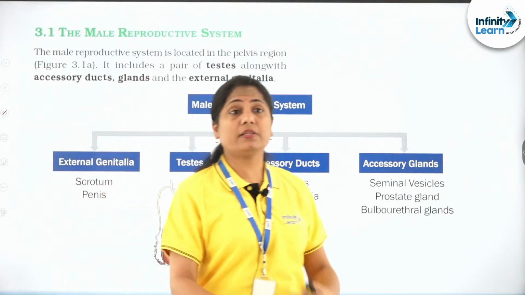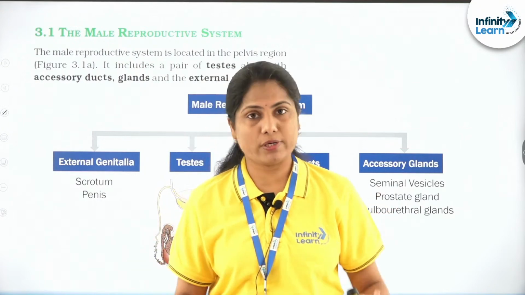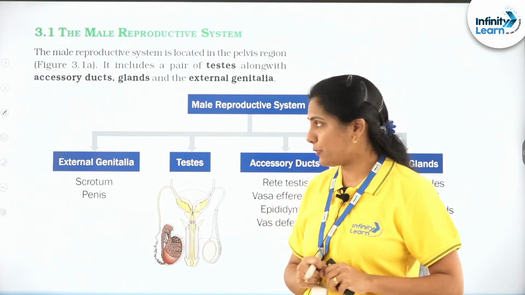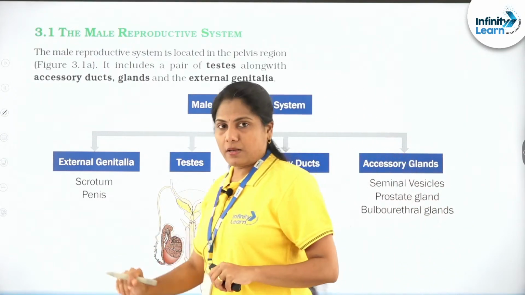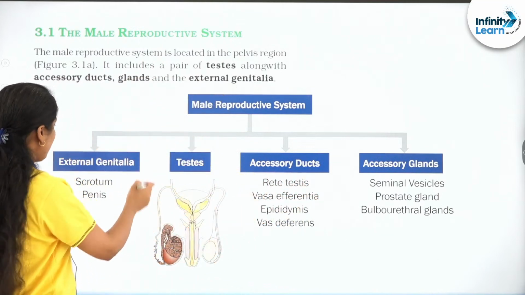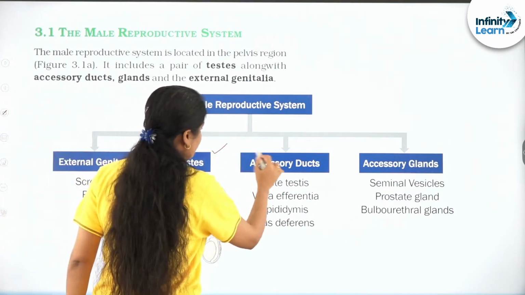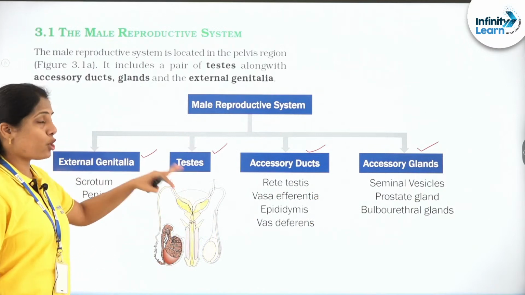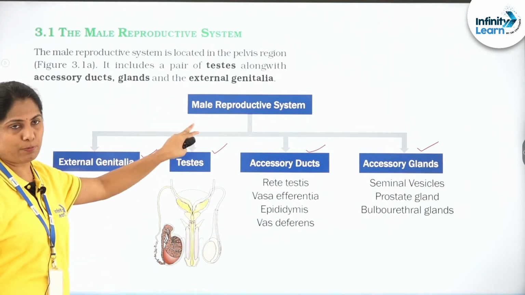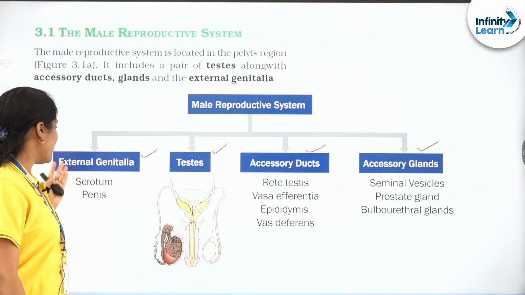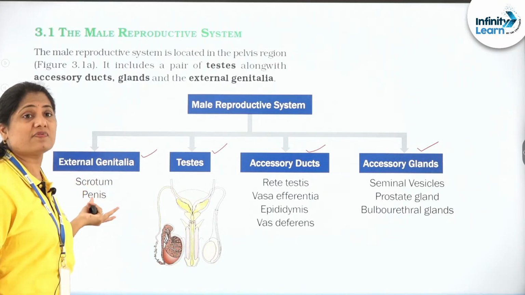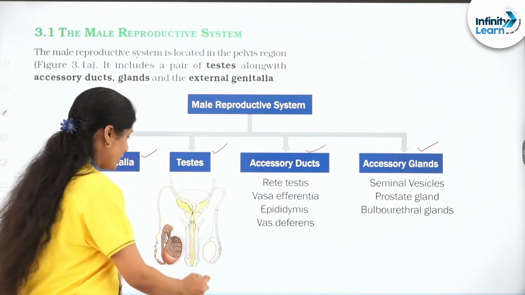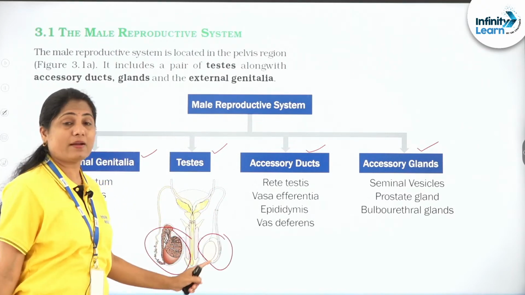So first up, after the initial gist of what we are going to learn, the bird's eye view of this particular chapter, we get into the male reproductive system. Let me brief the entire thing. In the male reproductive system, there's external genitalia, testes, accessory ducts, and the accessory glands. These are the four components, you could say, of the male reproductive system, right? It has the male external genitalia like the scrotum and the penis. We're going to learn what the scrotum is, what a penis is, and there's of course a pair of testes. You can look in the diagram, there is a pair of testes.